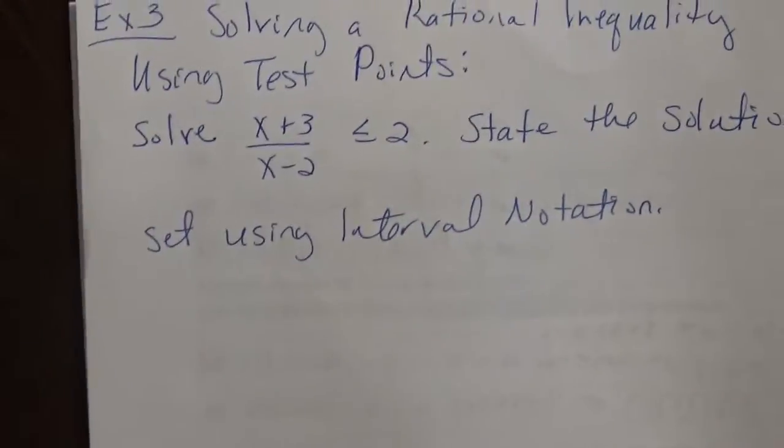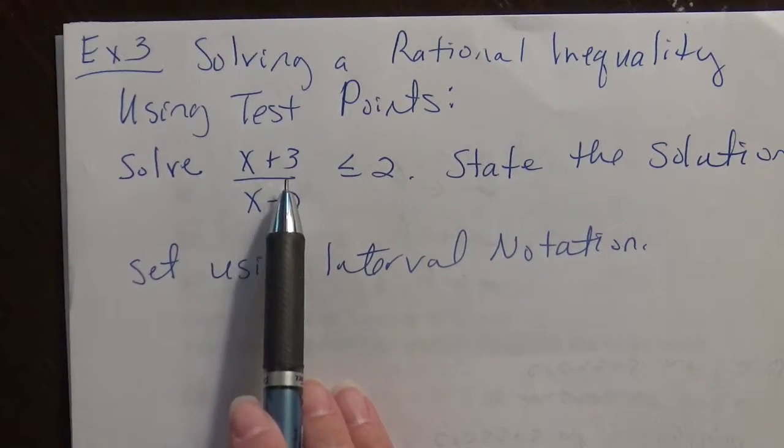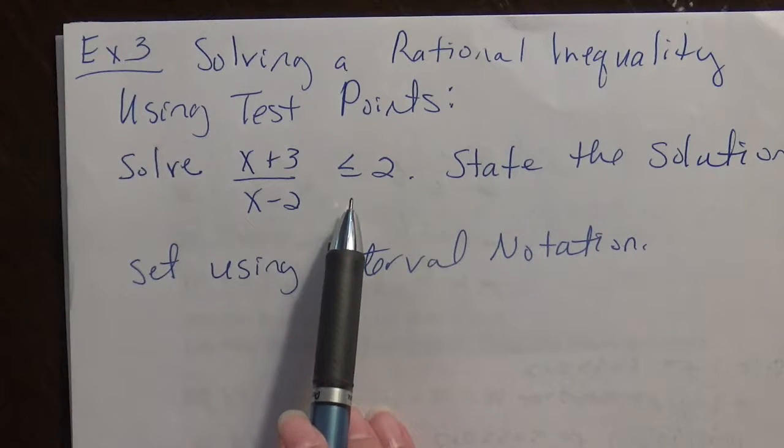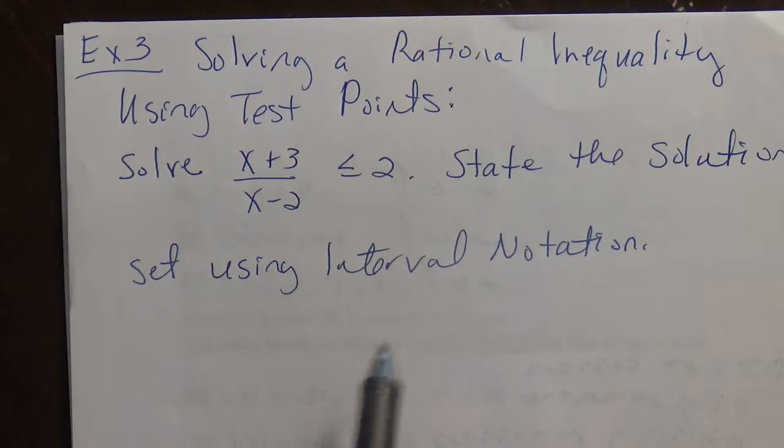It's very similar to what we were doing with the quadratics in the previous sections and with the polynomial functions. We want to solve x plus 3 over x minus 2 less than or equal to 2. State the solution set using interval notation.